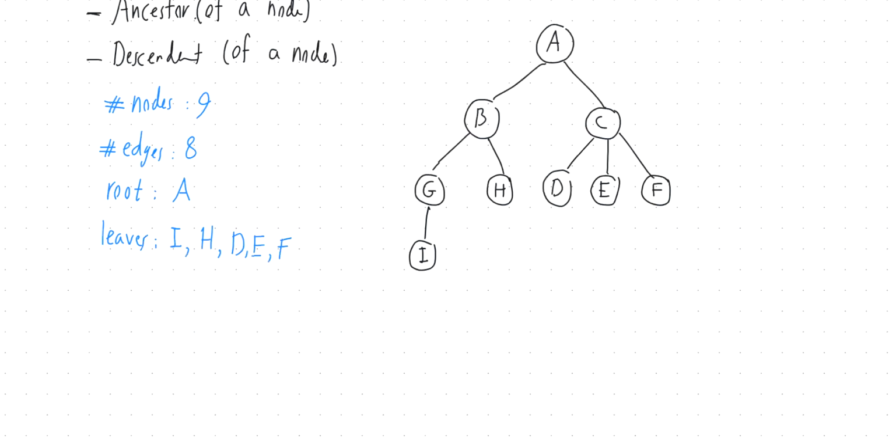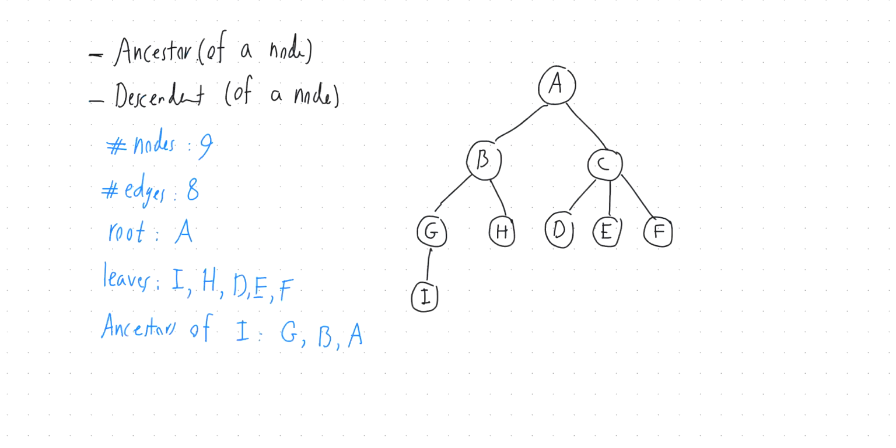Now, the child-parent relationship, there are many of them. But let's talk about ancestors and descendants. So if I want to list all the ancestors of, say, I, so we have G, which is the parent, and then the parent of G is B, and the parent of B is A. So I has G as its parent, B as the parent of the parent, and A as the parent of the parent of the parent. So G, B, and A are the ancestors of I.